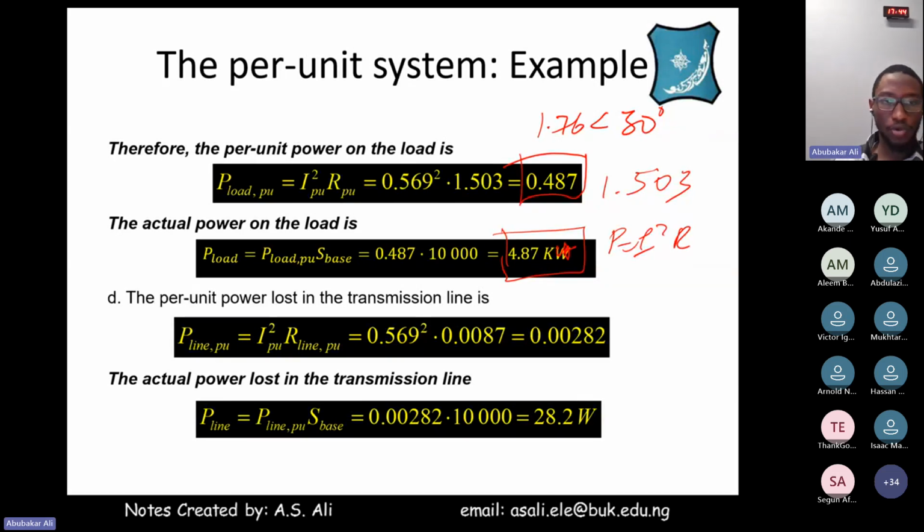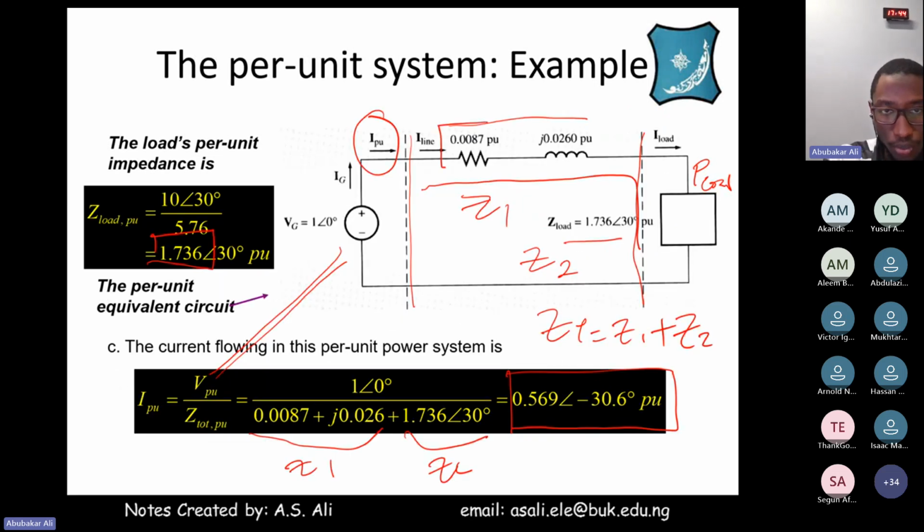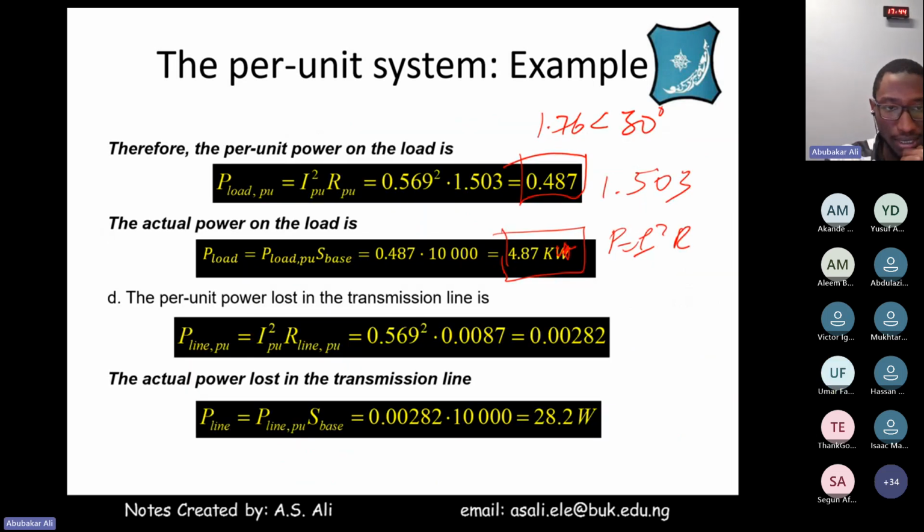Similarly, if we want to know the power that is lost in the transmission line, we can easily do I squared times R in the line. What is our R in the line? 0.087. So with the same I, 0.569 squared times 0.0087, we end up with 0.00282 per unit. We multiply this by the apparent power, and we end up with 28.2 watts.